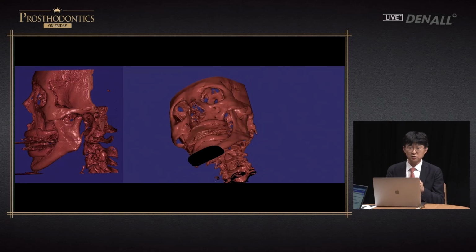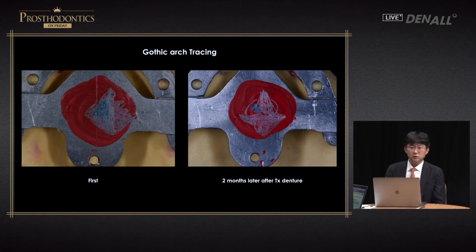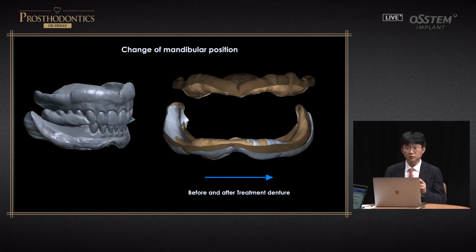A treatment denture would be fabricated using the repetitive position used by the patient, and we need to observe whether chewing is properly performed. So the patient used the treatment denture for about 2 months. If you look at the tapping position with Gothic arch tracing, the position is a little bit changed, 1 to 2 millimeters. The patient's biting position on day 1 of treatment denture is compared to 2 months later, and the images are superimposed to see how much the mandible is changed.